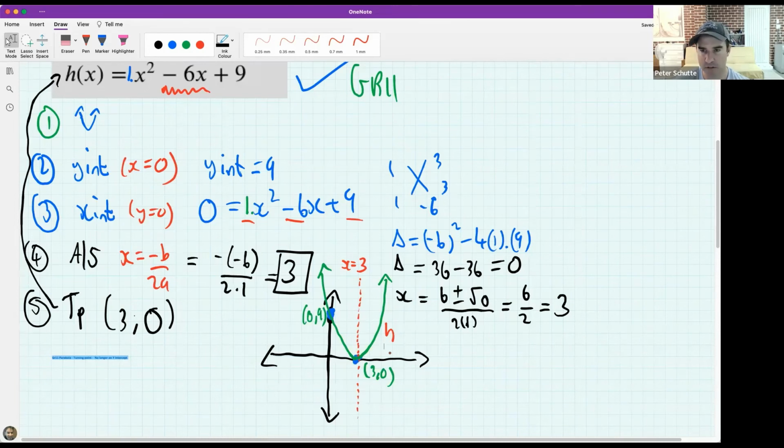But with parabolas, you have to say, is it happy or sad? And then 4 and 5 is a little bit new. What 4 and 5 do is they work together to give me this thing called the turning point. And the turning point is really important when sketching parabolas. And the other thing you'll notice is I've drawn in a dotted line for the axis of symmetry.